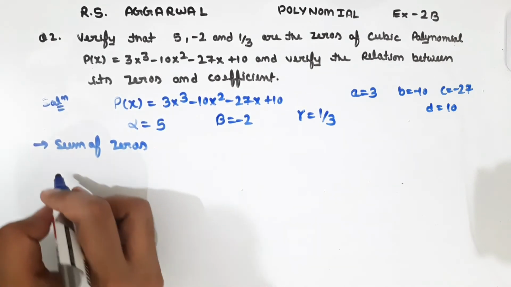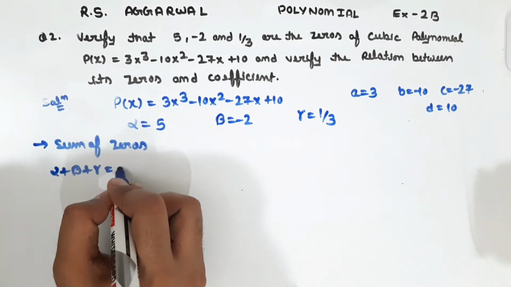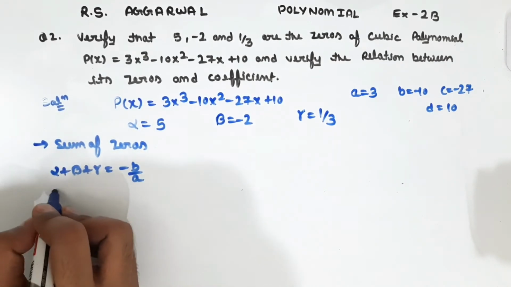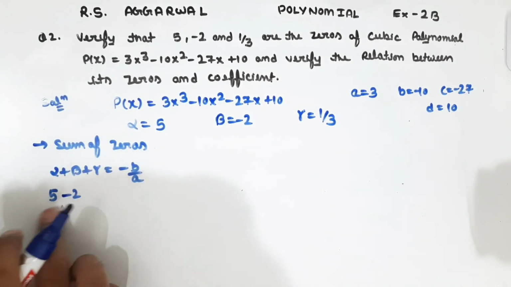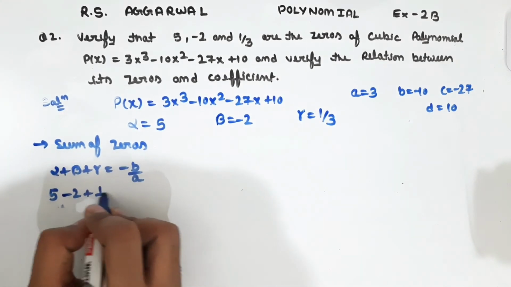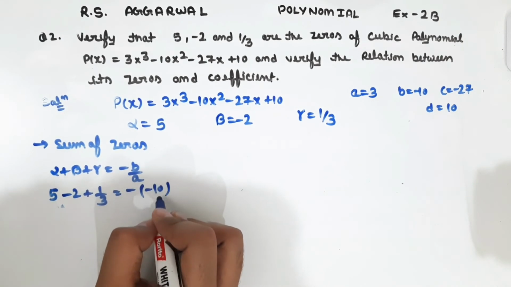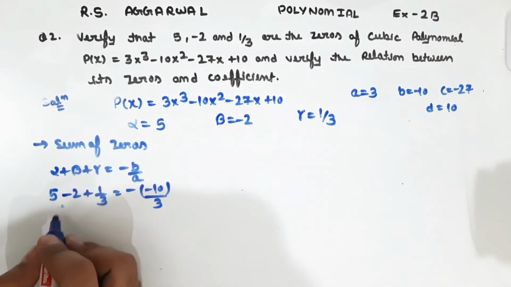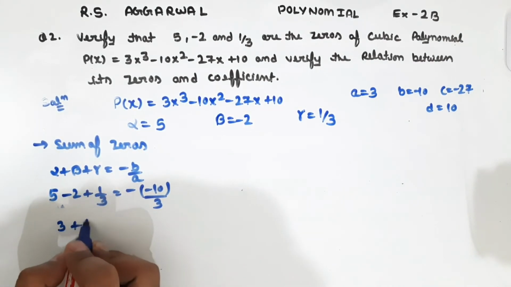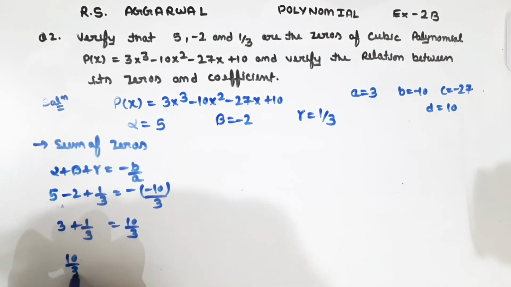So sum of zeros is given by alpha plus beta plus gamma, that is equal to minus b upon a. So alpha is 5, beta is minus 2 and gamma is 1 upon 3, equal to minus b, minus 10, upon a is 3. So 5 minus 2 is 3 plus 1 upon 3 equals 10 upon 3. So from here 10 upon 3 will be equal to 10 upon 3.